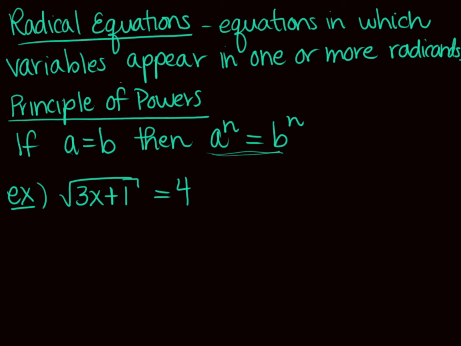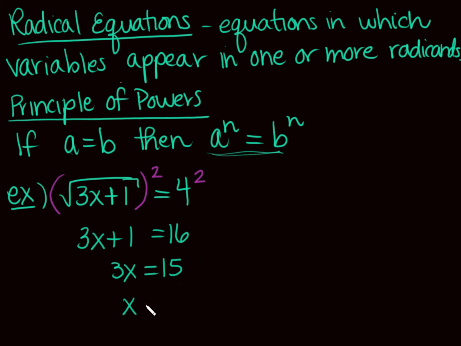The reason is that this is a square root, so when I square a square root, it just goes away. So I get 3x plus 1 equals 16. See, these are pretty easy. 3x equals 15 after subtracting 1. So what does x equal? x equals 5.